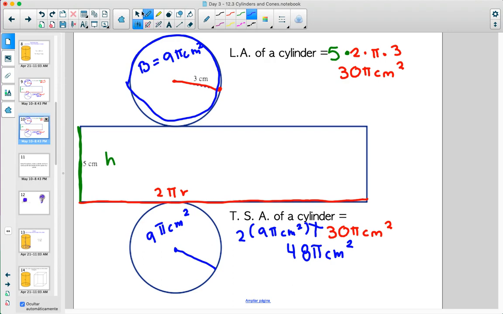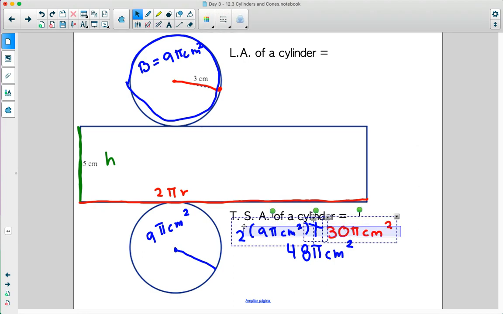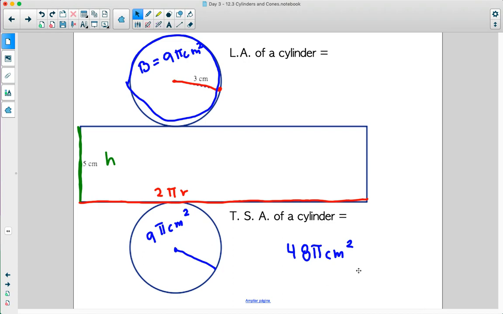I'm going to delete some of it because we don't really need some of it. So let's see. I'm going to delete lateral area. We don't need that. We do need the area of a base, so I'm going to go ahead and keep that there. The area of one base we had was 9 pi centimeters squared. Okay, so now I'm going to add something to here.